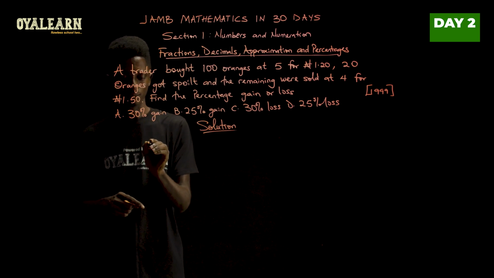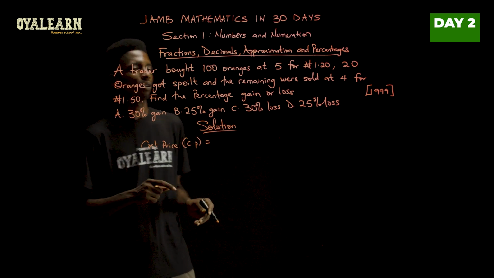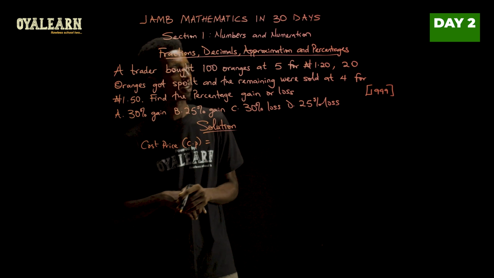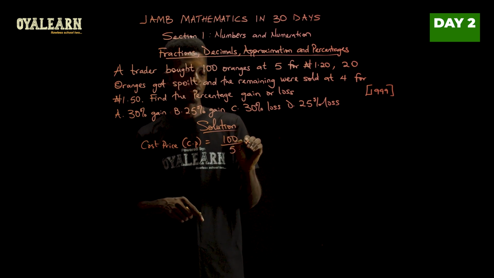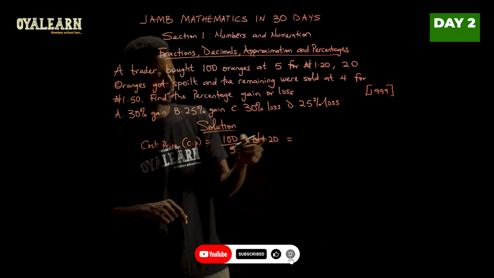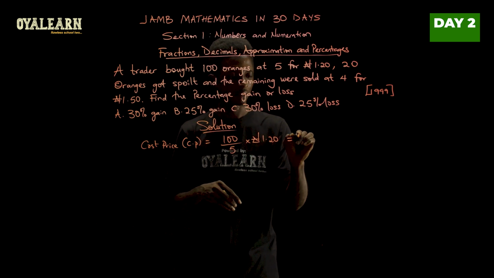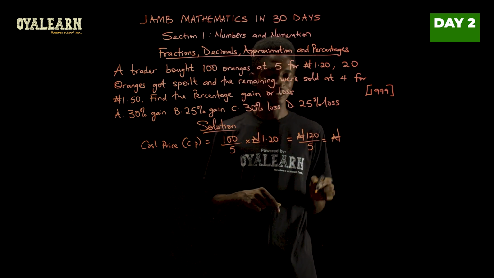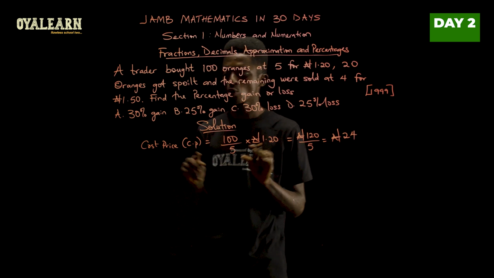So, to find our cost price, we can write that as CP. Because the trader bought 100 oranges at 5 for 1.20 naira, that would be 100 oranges divided by 5, and then we multiply that by 1.20. Now 100 times 1.20 would give us 120. And 120 divided by 5: 5 in 12 is 2, remember 2, so in 20 it is 4. So we have 24 naira as the total cost price.